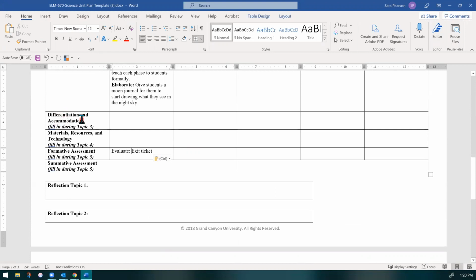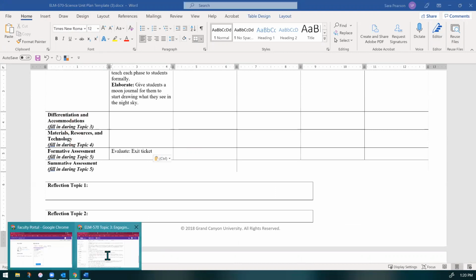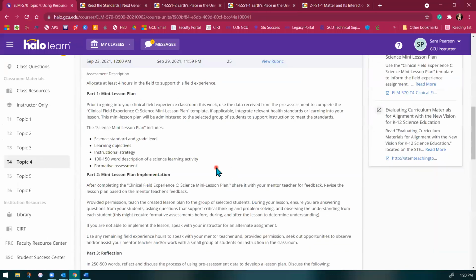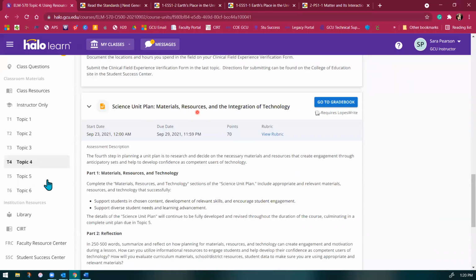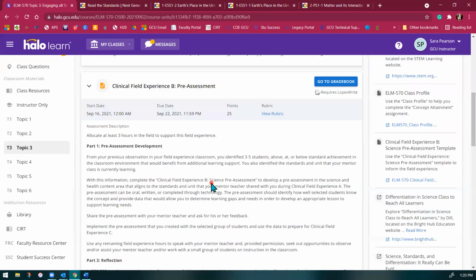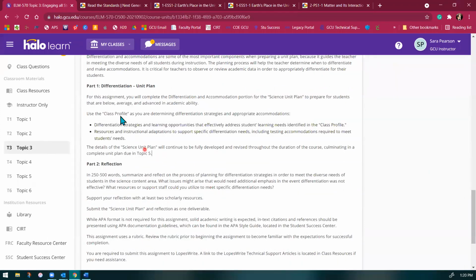Now, when you look at the unit plan, it gives you both differentiation and accommodations, and then materials and resources and technology. Well, this week, you're focusing just on the differentiation. The materials section will be next week. So, what do they mean by materials or differentiation?